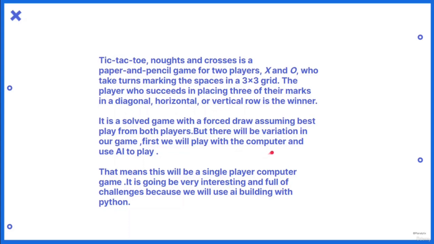But there will be a variation when we build it, because here we need to play with the computer and it will be a single player game. Again, coming to the requirement of AI, because it is a single player game, that's why we are using AI here. That means there will be only one player and it will play with the computer. The computer will itself think as a player and play with us and try hard to defeat us. So this game is not going to be easy to win, because the computer will not make errors. So it will be difficult to defeat the computer.